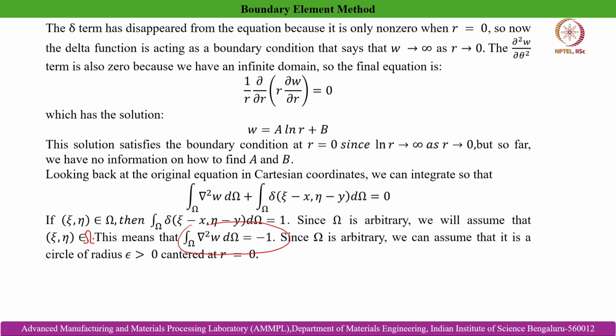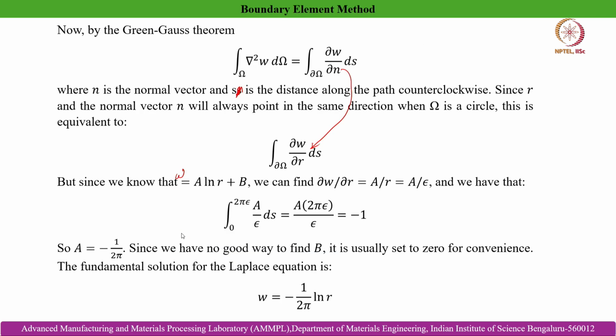We already know, as we discussed in the last slide, that the domain integration of grad square w d omega is equal to -1. So hence we are putting this value over here and then equating it with -1. So from here we can estimate the value of the coefficient a. So then a becomes equal to -1 by 2 pi. Since we have no good way to find b, it is usually set to 0 for convenience.